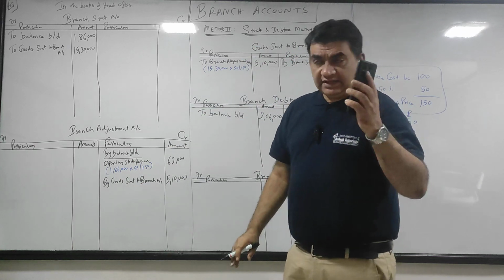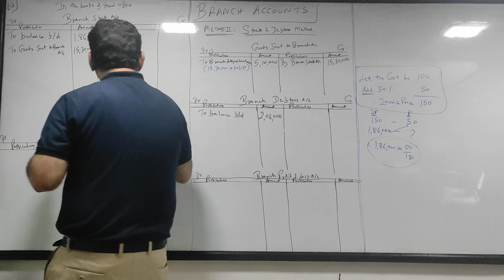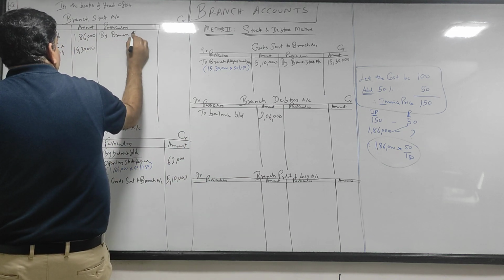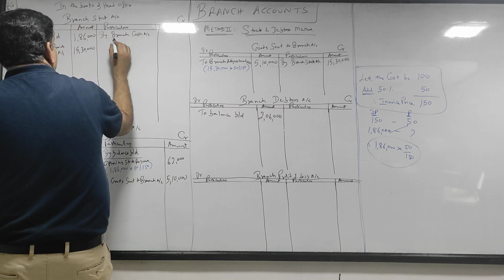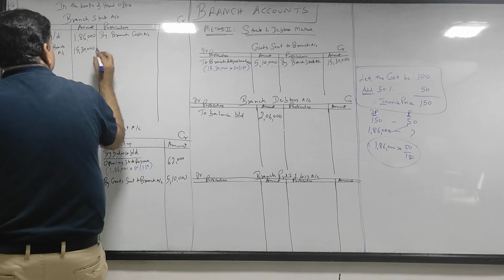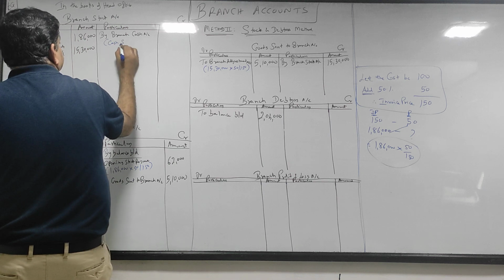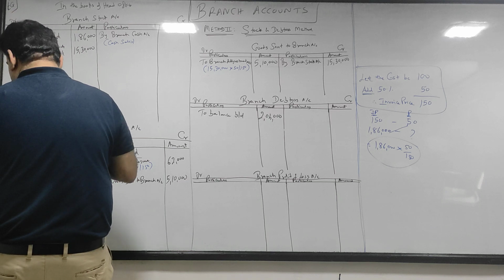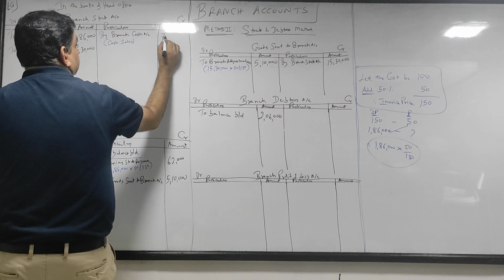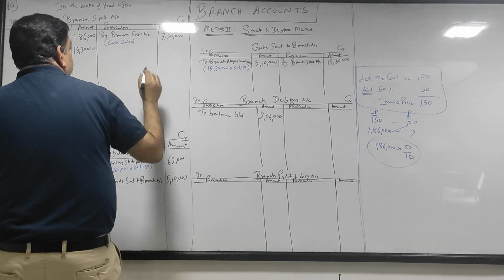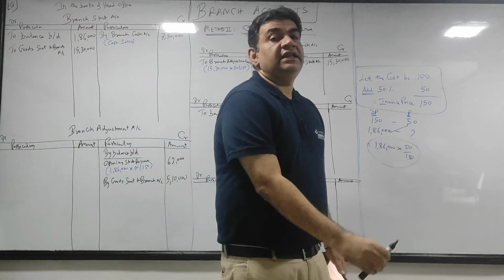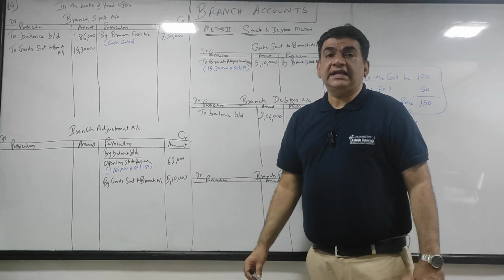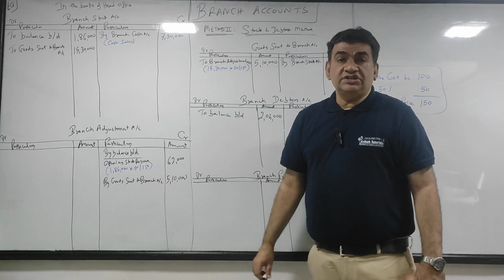Let's take one by one. Cash sales. Goods go out, and because it is cash, you will write there by branch cash account. In brackets, if you want, write cash sales. So by branch cash, 7,50,000. By branch cash, 7,50,000. Now listen guys very carefully.